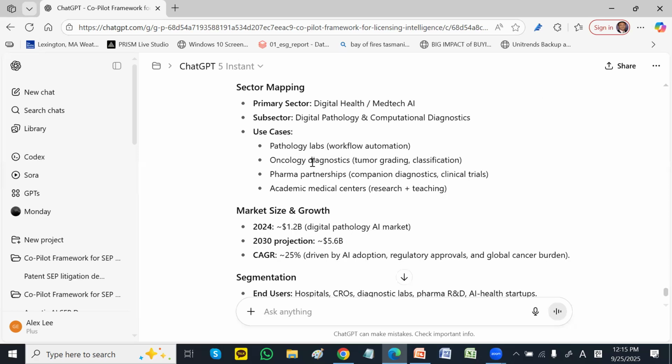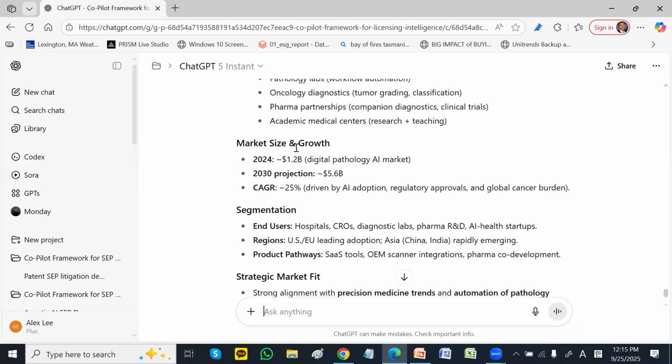And it gives you the use cases: the pathology lab, oncologist diagnostic, pharma partnership, academic medical centers, or whatever. And then generally, if you're a startup innovator and you prepare a pitch deck, usually what you're doing is a total addressable market. It's the whole market, including your product, and then targeting segmentation, right? So it does the same thing. The market analysis can be done.